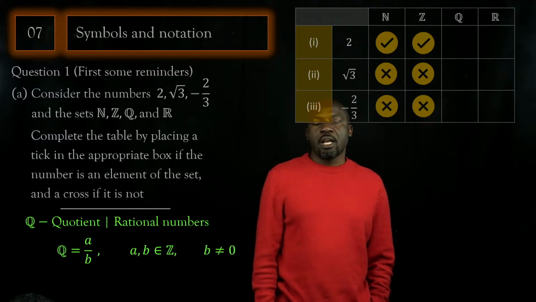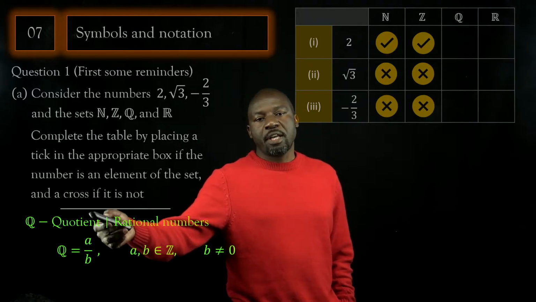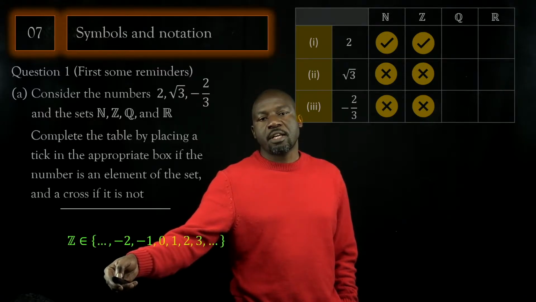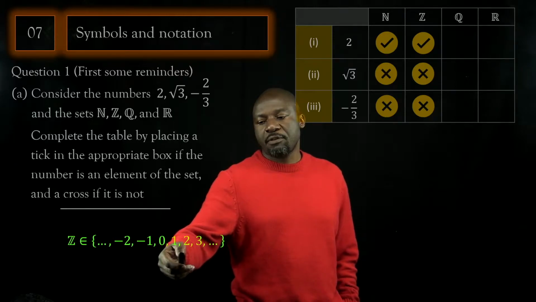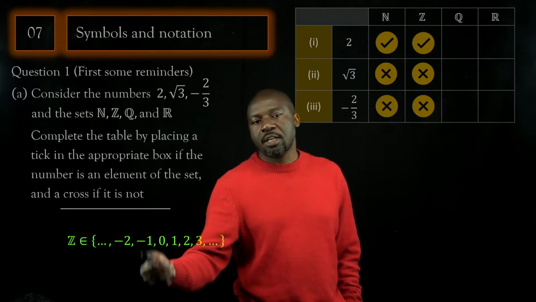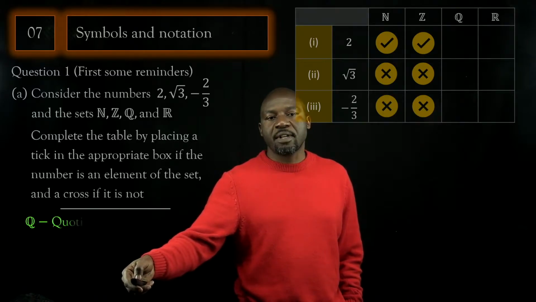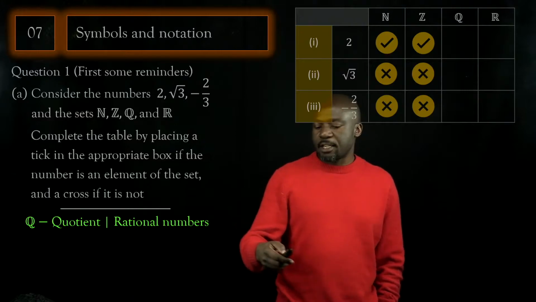Rational numbers, and a rational number can be expressed as A over B, where A and B are any integers. So we pick from the set of integers here, whole numbers, negative and positive, except the value of B, the denominator, cannot be a 0. If it is a 0, then we have an undefined quotient, which we cannot place in a set.